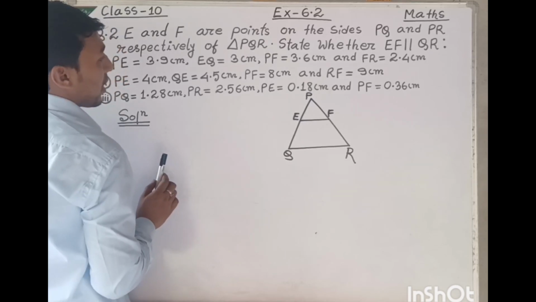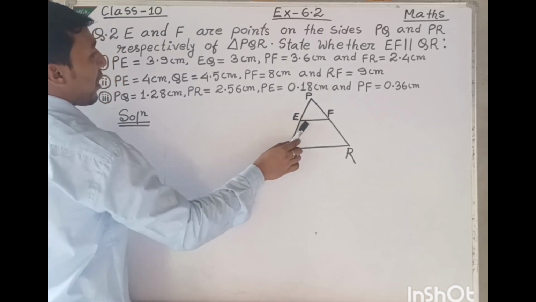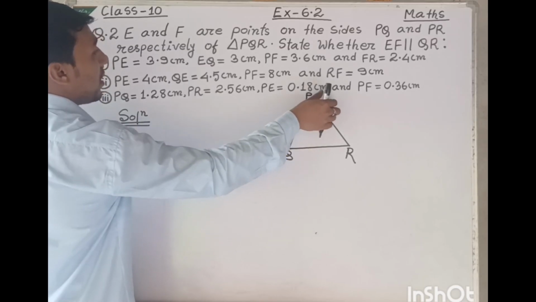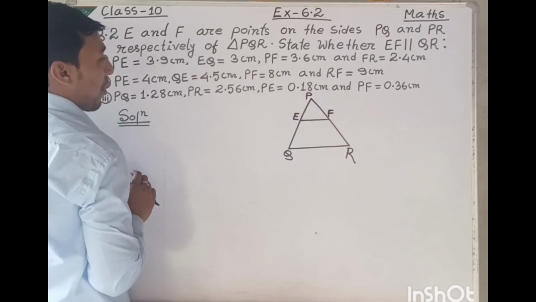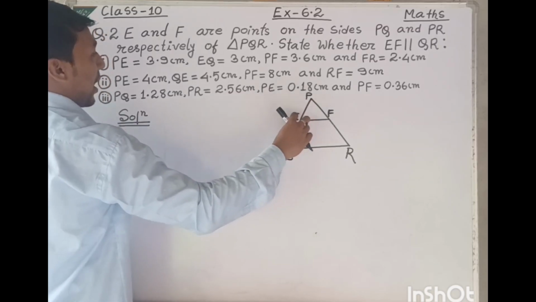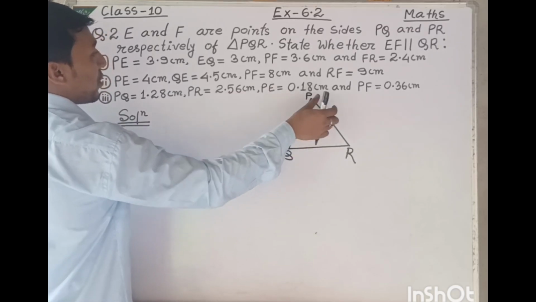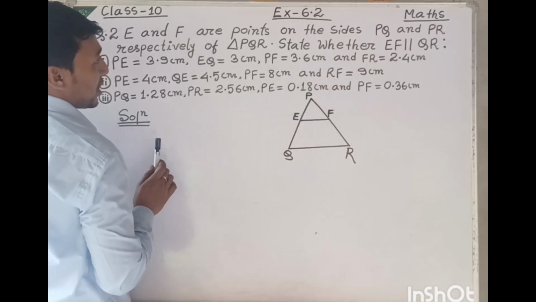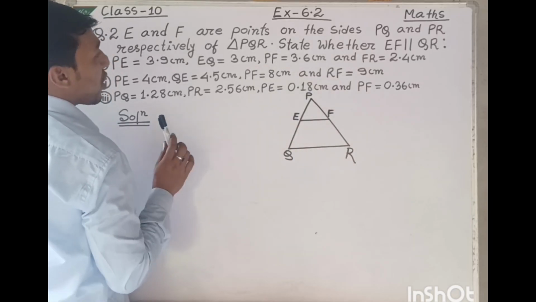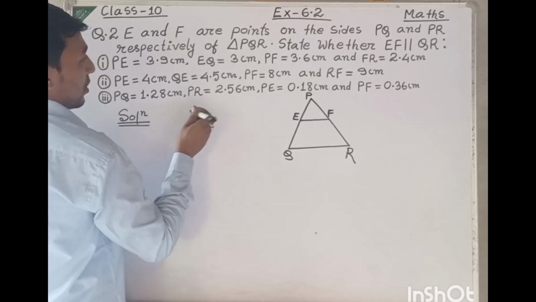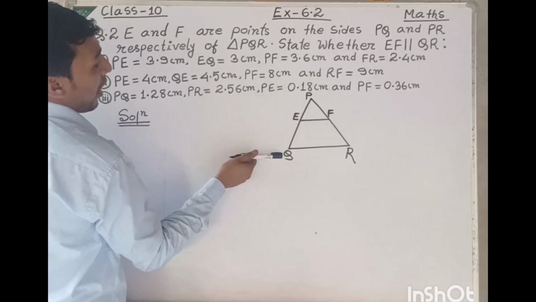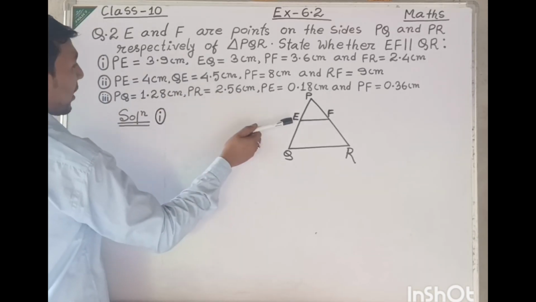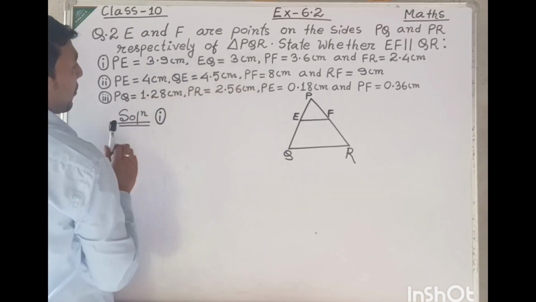And as we know, according to Thales theorem, if a line is parallel to one side of a triangle, then the ratio of the remaining sides will be equal to each other. Now first I will find the ratio of this side and I'll compare it with this side ratio. If I get the same value, then these two lines are parallel with each other, otherwise not. That is the converse of Thales theorem. So PE by EQ, or QE. For questions 1, 2 and 3 the diagram will be the same, just the values will be different.